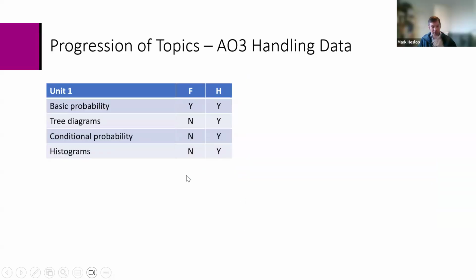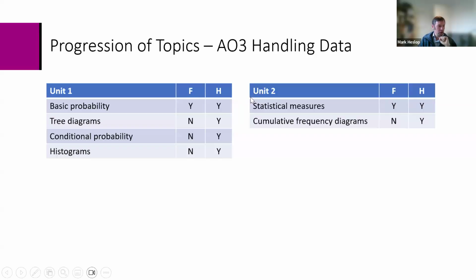In terms of handling data, effectively all the probability is in Unit 1, and this is why we have histograms. If you look into the detail of this, you'll see, for instance, two-way tables is also in Unit 1, because we often ask probability questions of those. The measures are in Unit 2, so statistical measures and cumulative frequency diagrams are actually involved in Unit 2.